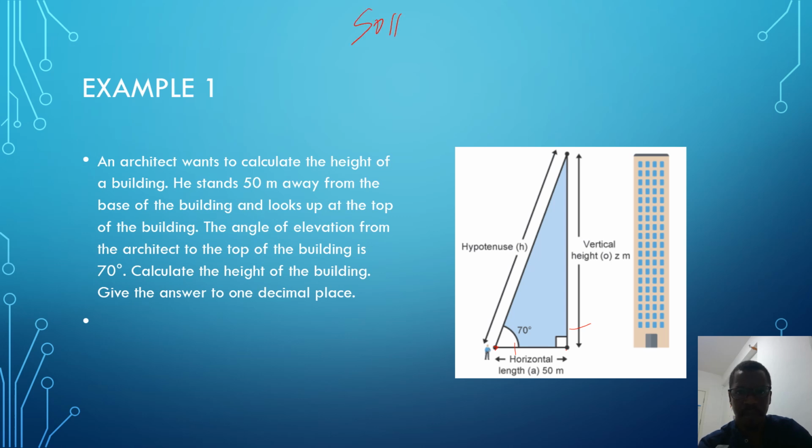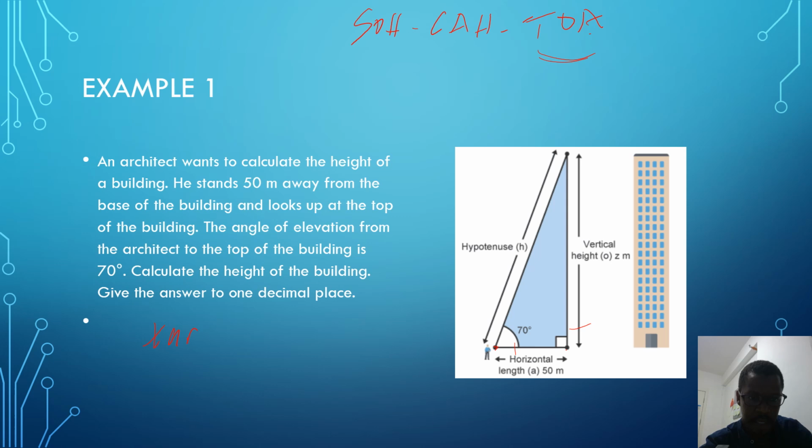SOHCAHTOA can be applied here. In this case we want to find the height, which is opposite, and we know the adjacent, so we are dealing with opposite and adjacent. Here there is no adjacent; here there is adjacent but no opposite; but under here we have both opposite and adjacent. So we are going to use tan.